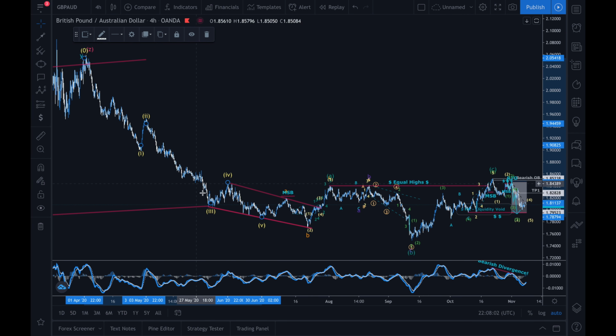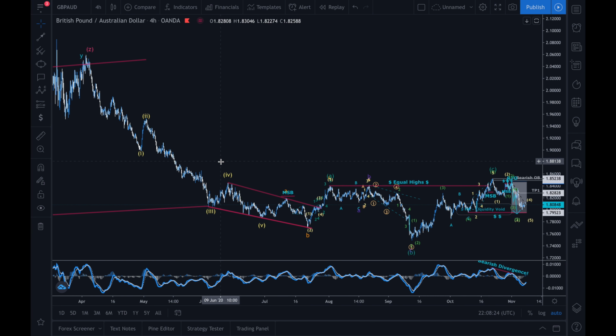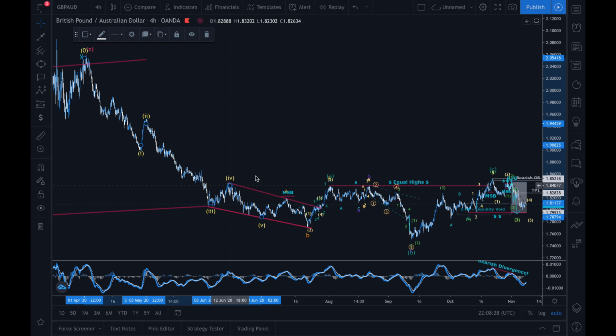Then comes wave 3. Now the rules of Elliott wave theory, there's three rules. Okay? Those three rules include wave 2 can never pass wave 1, the origin of wave 1. Wave 4 can never come into contact with wave 1. And then wave 3 can never be the shortest wave. Once your analysis agrees with these rules, then you know that your analysis has a high probability of being correct.